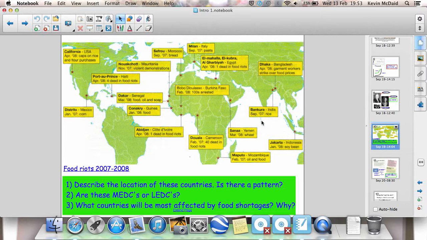The key pattern here is that most of these countries are LEDCs. Why are they LEDCs? Because LEDCs, coming back to the start of the lesson, suffer from food insecurity. They are poor countries. They don't have the money, they don't have the resources, and they don't have the infrastructure to be able to feed their populations effectively.